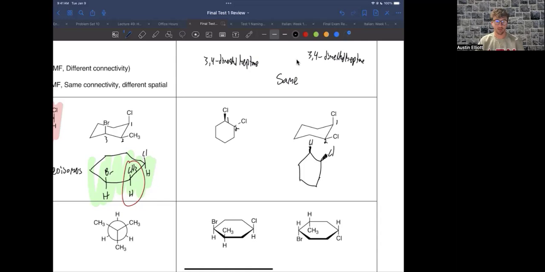They're not different. So that means you need to decide if they're the same or stereoisomers. In this case, we have a trans molecule over here with the up and the down, and here we have cis. So once again, this is stereoisomers.